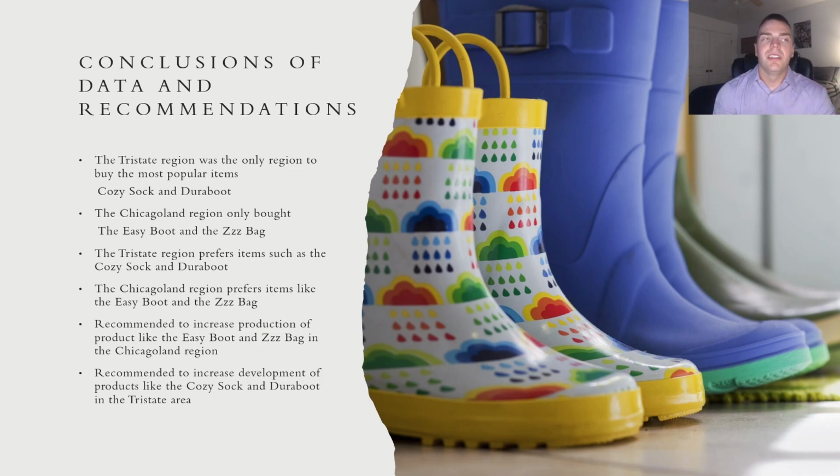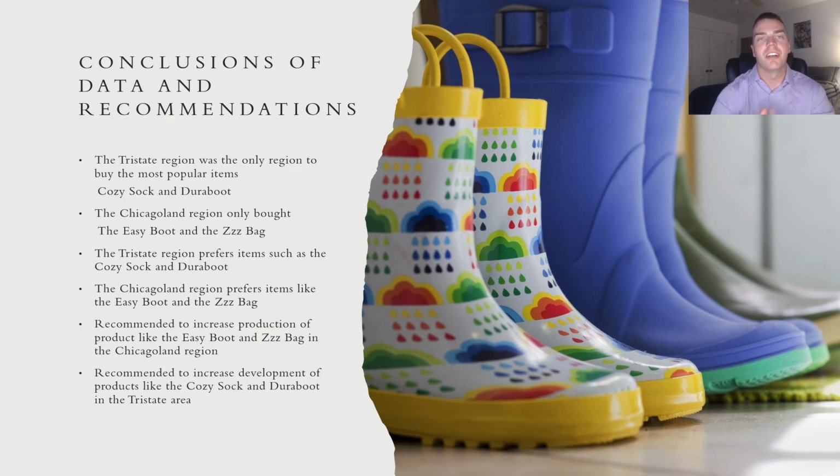So it is important to look at that and expand on this idea in the tri-state area, maybe employ it in similar regions, as that is how you can use that data. As far as Chicagoland, they didn't buy any of the cozy sock or the derby boot. They bought the easy boot and the ZZ bag, which the tri-state also bought, but it also shows a different market in that region. So you want to look at that and expand on that idea.